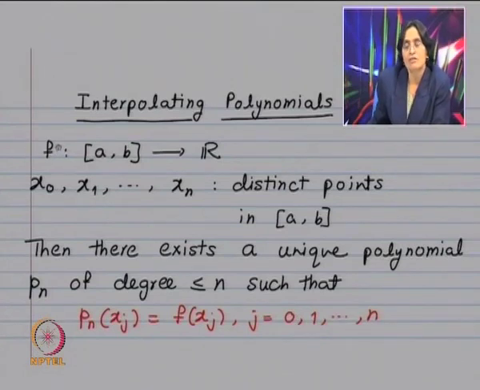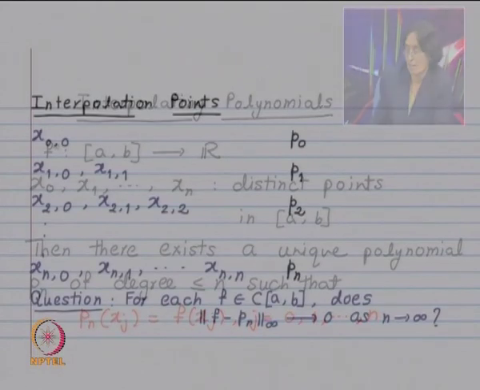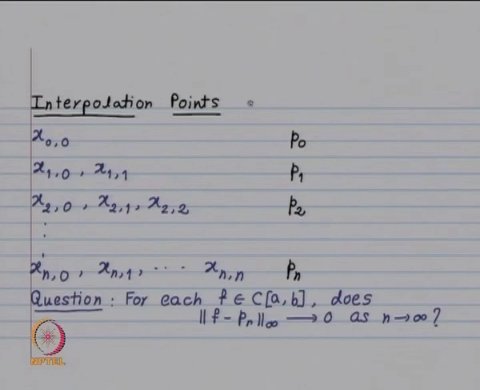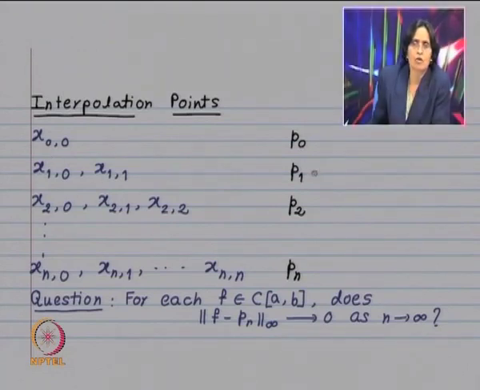So, now comes the question of convergence. Suppose I am choosing interpolation points. For a constant polynomial, I will need one point. In order to fit a linear polynomial, I will need two points. In order to fit a parabola p_2, I will need 3 points. And in order to fit a polynomial of degree less than or equal to n, I will need n plus 1 distinct points. So, every time you have to specify the points and then we can fit a polynomial.